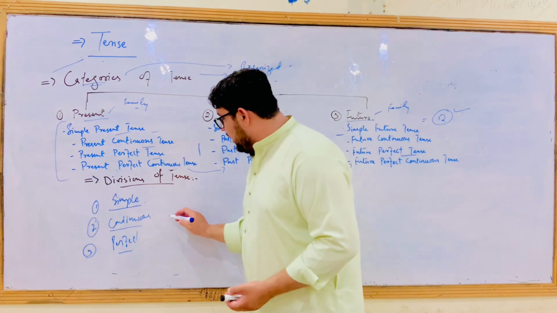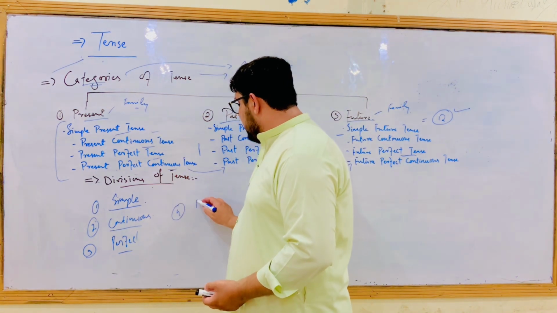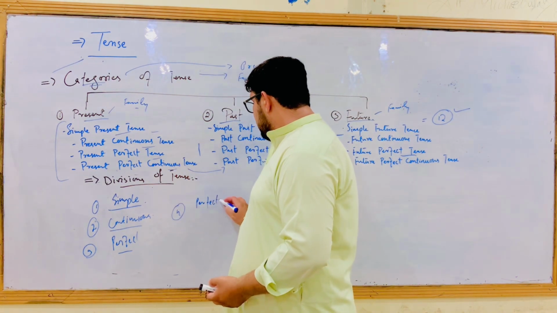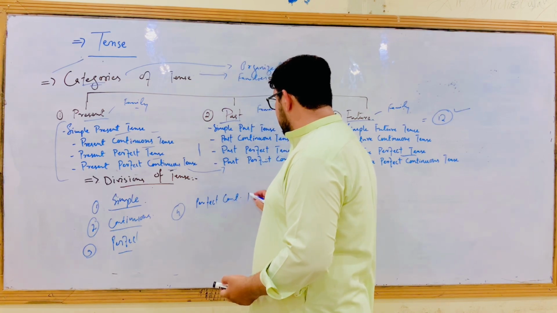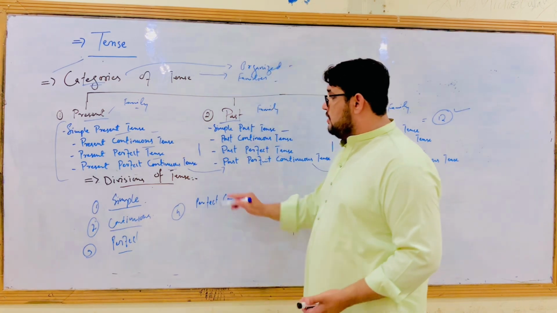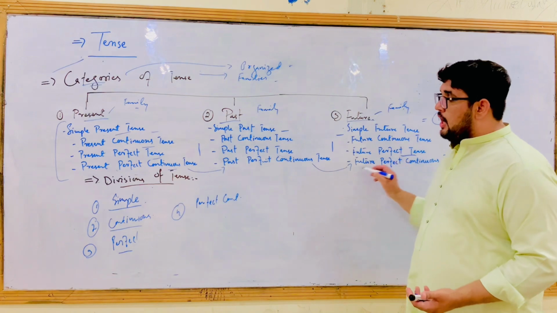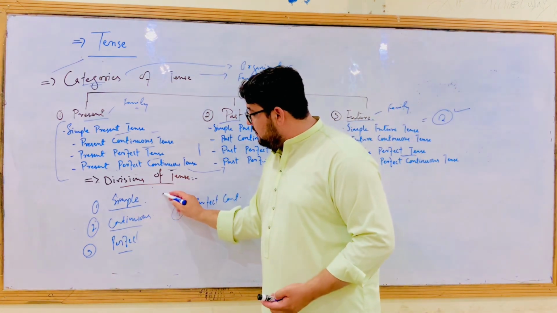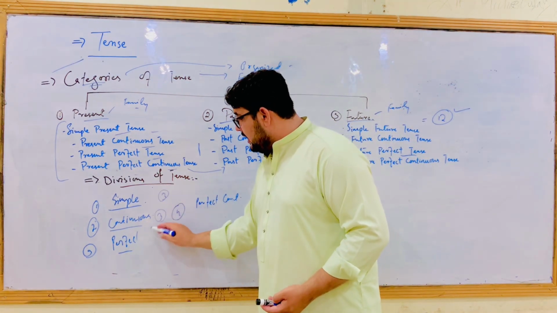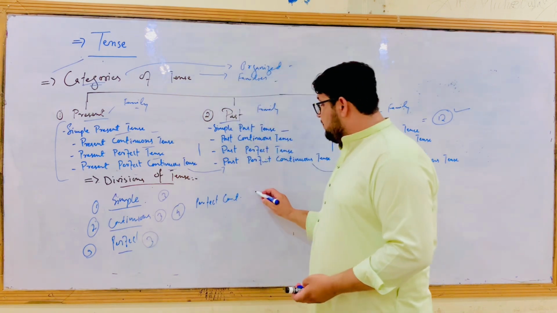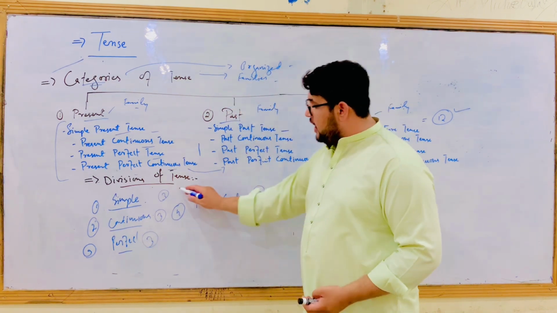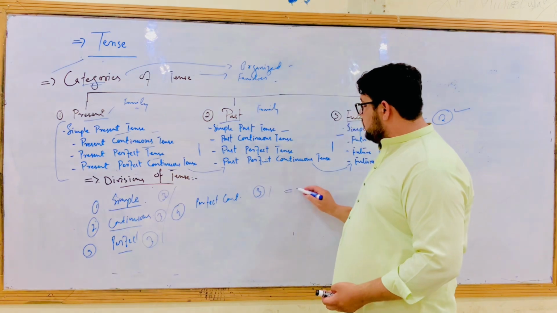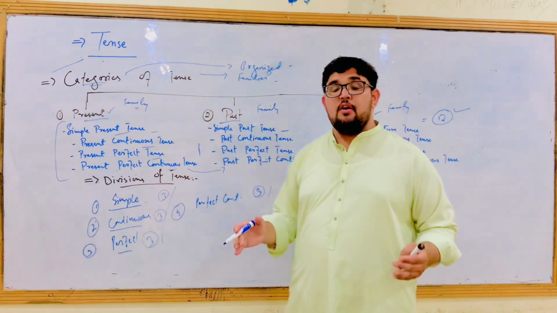And lastly, we have number 4 division, which is perfect continuous division. So perfect continuous tense is also divided into 3. So if you see, each division has 3 tenses, but they are mixed. Families are mixed. So 3 multiply 4 makes 12 tenses. They are mixed in nature.